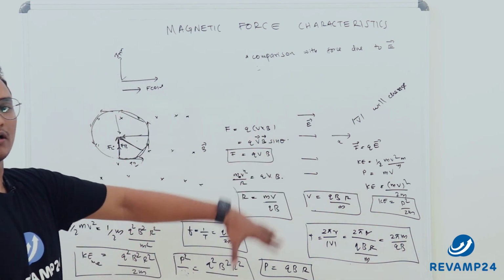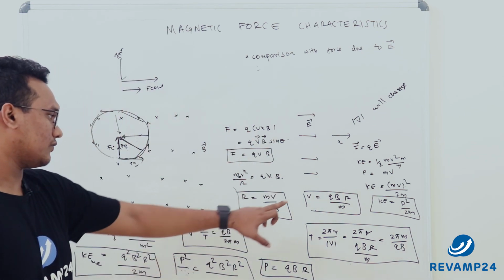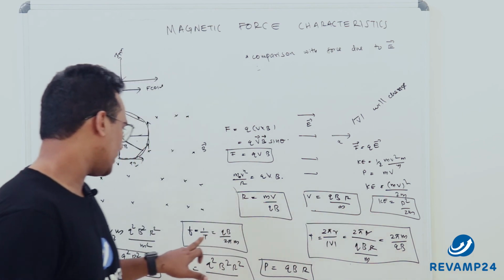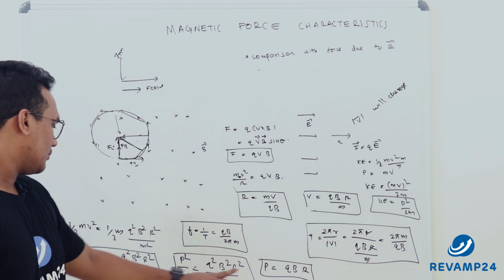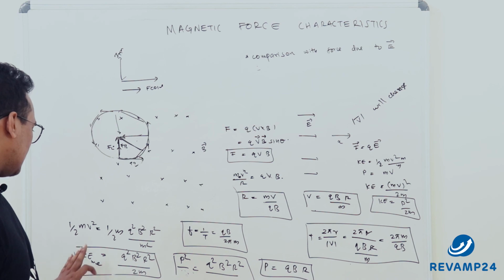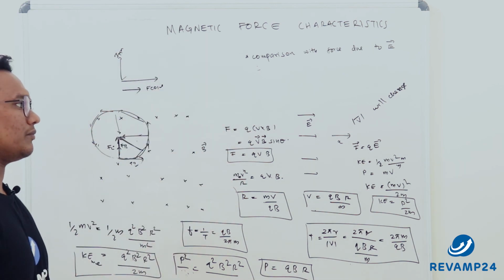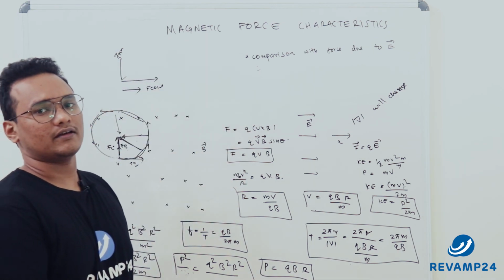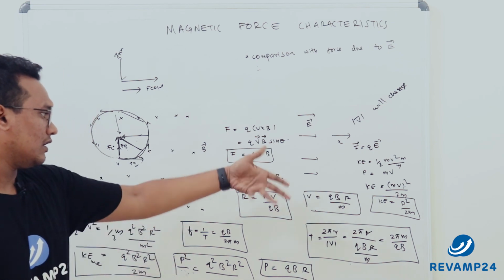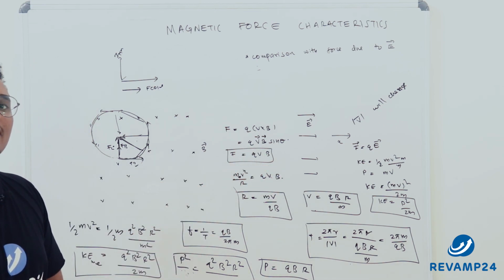These are very important relations. Any of these derivations, whether to find velocity, kinetic energy, time period, frequency, radius or momentum, can be asked in your examination as a 3-marker derivation. Even 2 or 3 of these together can come as a 5-marker derivation.